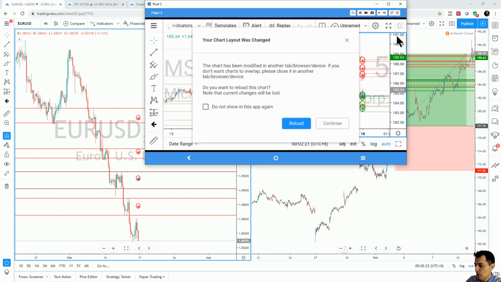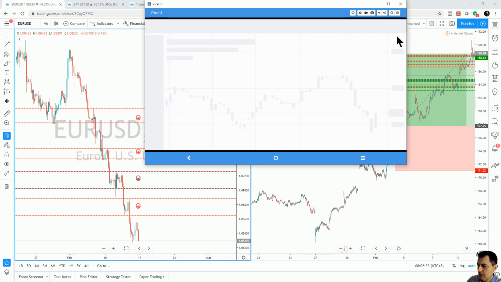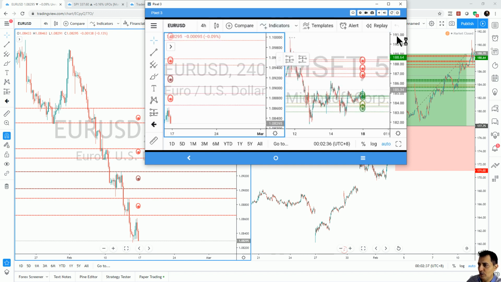It says the chart has been modified. If you don't want the chart to overlap, please choose it in another browser tab. Do you want to reload this chart? Yes. If I reload this chart on my phone, magic, I got the euro and Microsoft.